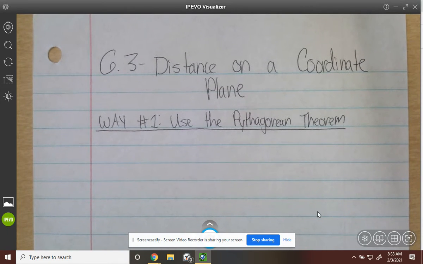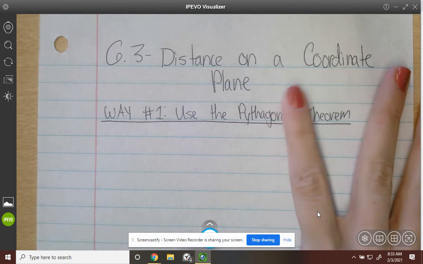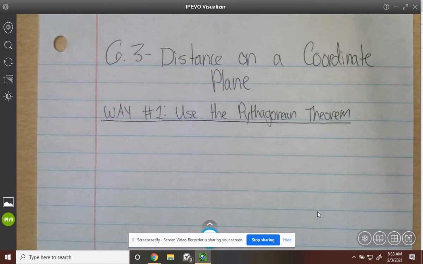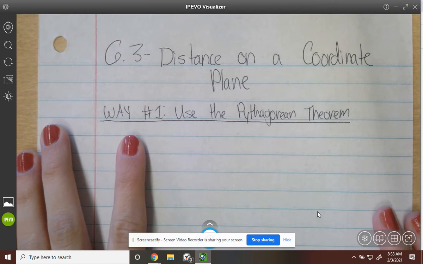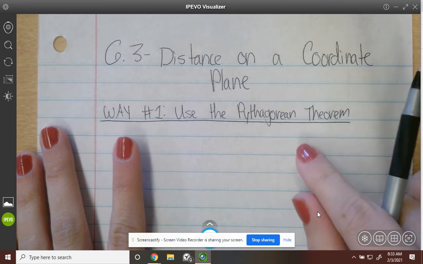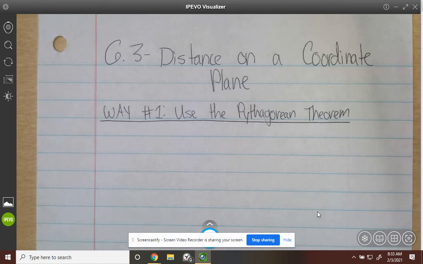Okay, so there's the bell. We are going to be finding distance today, and you can use the Pythagorean theorem to help you find distance. So that's kind of why it's thrown into this chapter. There's two different ways. The first one is if we have an actual coordinate plane in a picture, we can use the Pythagorean theorem.